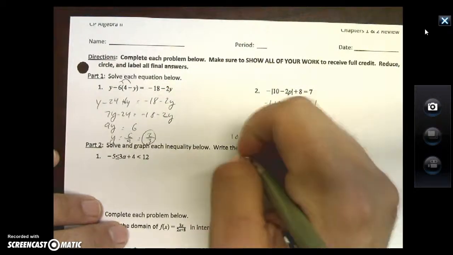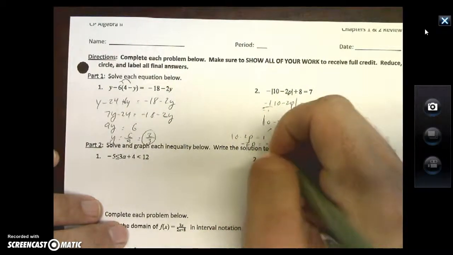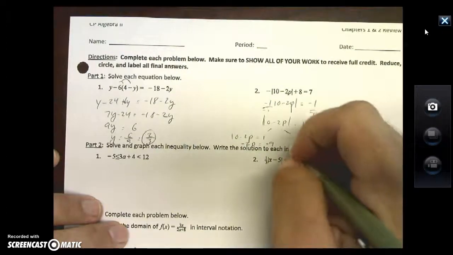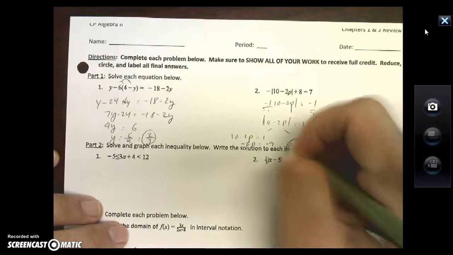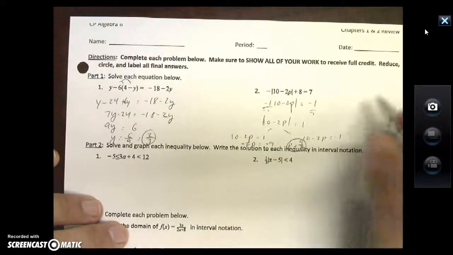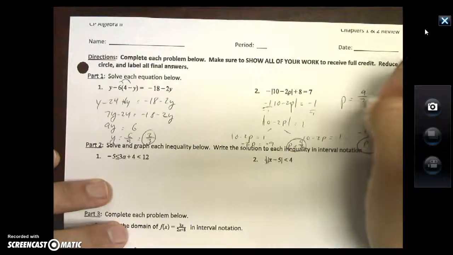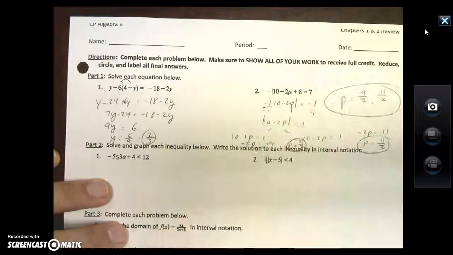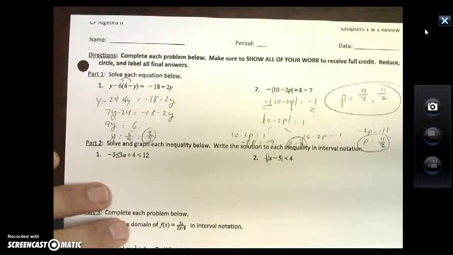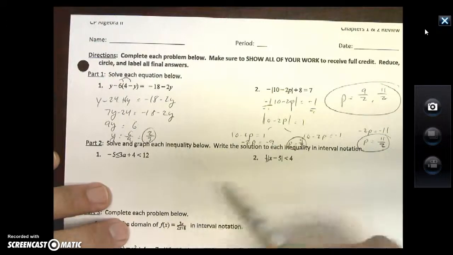Subtract 10 over. Negative 2p equals negative 9. Sorry, I'm running out of room here. P equals 9 halves. Subtract 10 over on this side. Negative 2p equals negative 11. Divide by negative 2. P equals 11 over 2. So my two answers are 9 halves and 11 halves. Okay? 4.5 and 5.5. So, very good. All right, if you did put decimals here, that's fine. Same thing over here. I'm going to keep encouraging you guys to use improper fractions. It's just a good habit to get into with pre-calc next year.